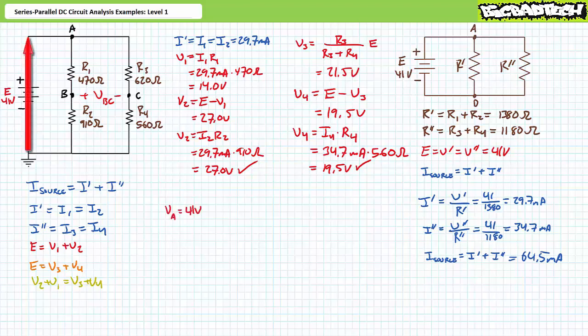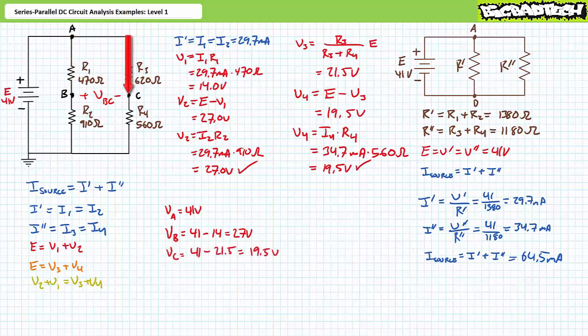Starting at ground and traveling to node A, we experience a 41 volt rise. VA with respect to ground is undoubtedly 41 volts. From A to B, we experience a 14 volt drop. With respect to ground, we have experienced a 41 volt rise, less a 14 volt drop. As a result, VB with respect to ground is 27 volts.